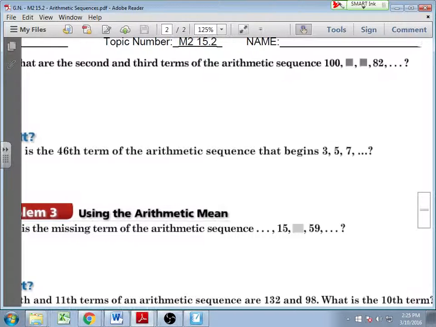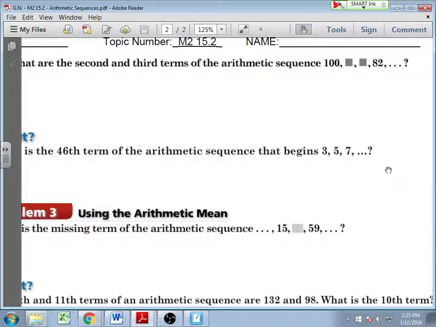How do we figure out a common difference if I don't have two terms that are next to each other? So I've moved 1, 2, 3 terms. I figure out the difference is 100 minus 82, which is 18. That is going to be divided by the fact that we've gone 3 terms. So this common difference must be 6.